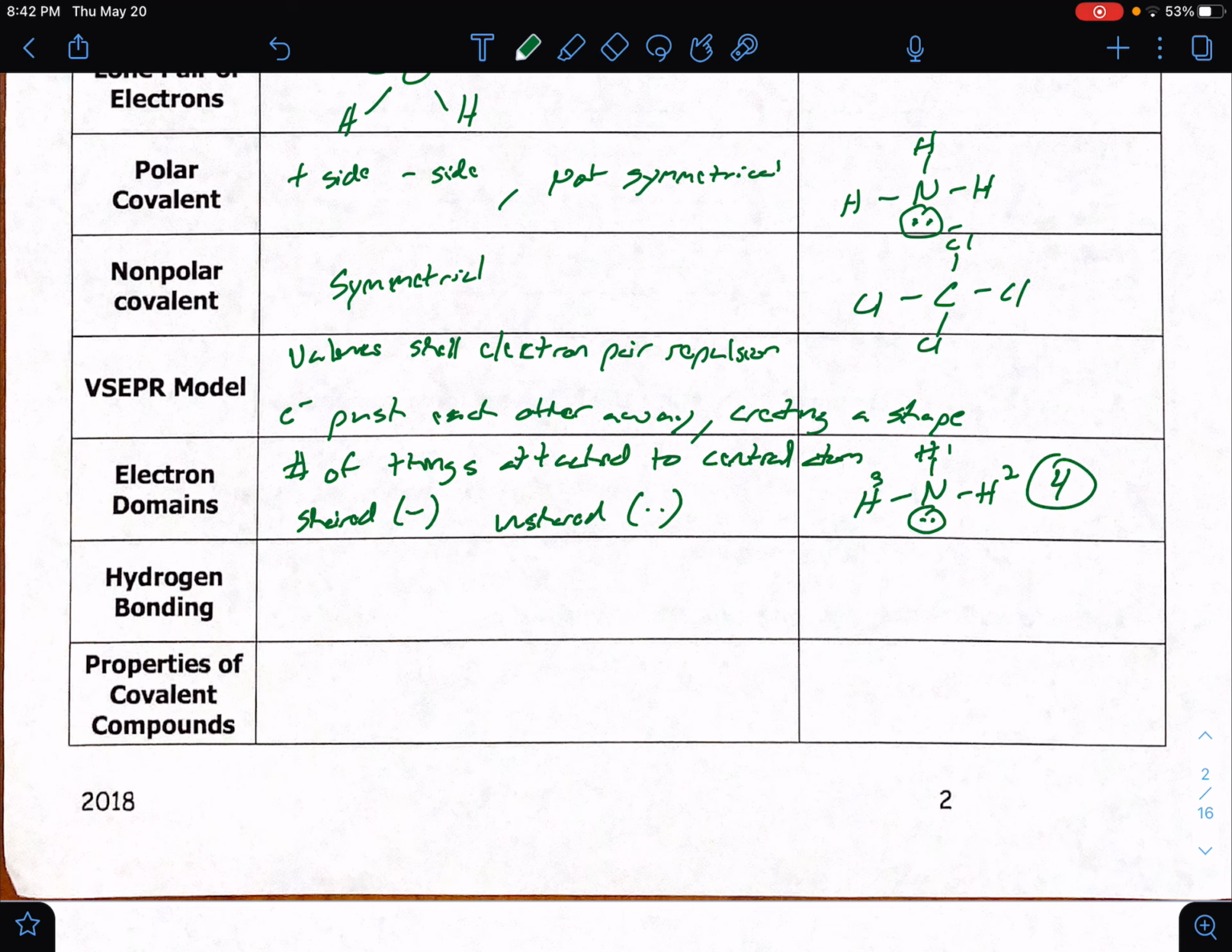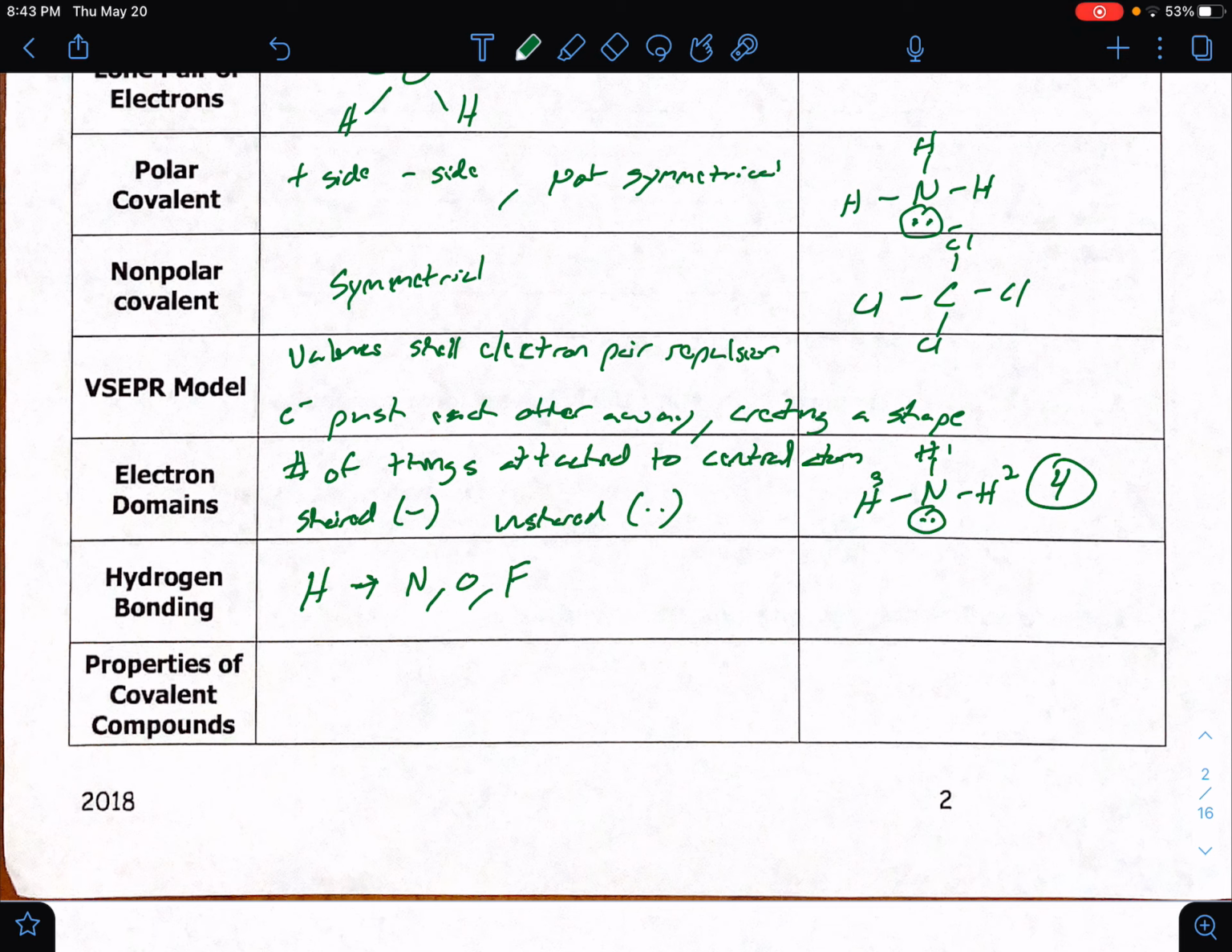Okay, hydrogen bonding. This is when you have a hydrogen that is bonded to an N, O, or F. Okay, so if you have a Lewis structure where you see H bonded to an N, O, or F, I just remember HNOF. Okay, that is a hydrogen bond.